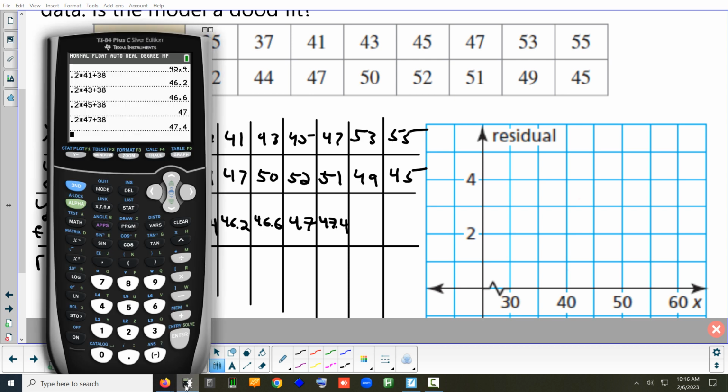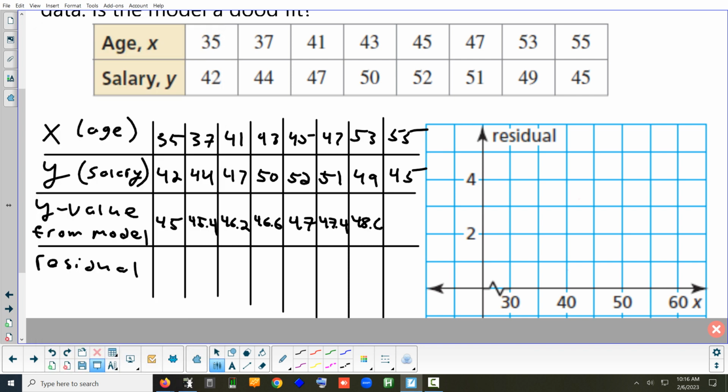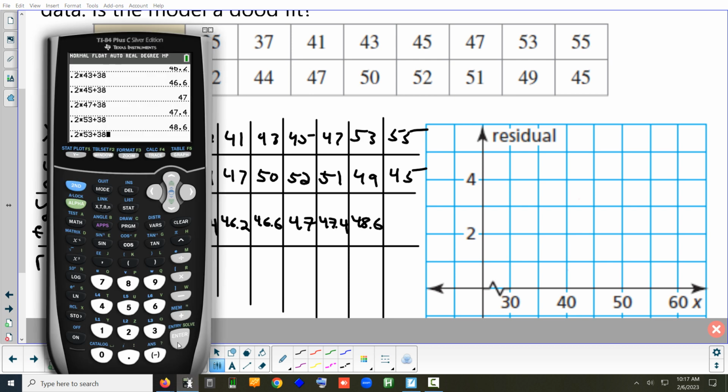Lexi, what's my next X value? 53. And the formula predicted there, 48.6. That one's pretty good. And Dorian, my last X value? 55. So let's do 55. We got 49. Okay.